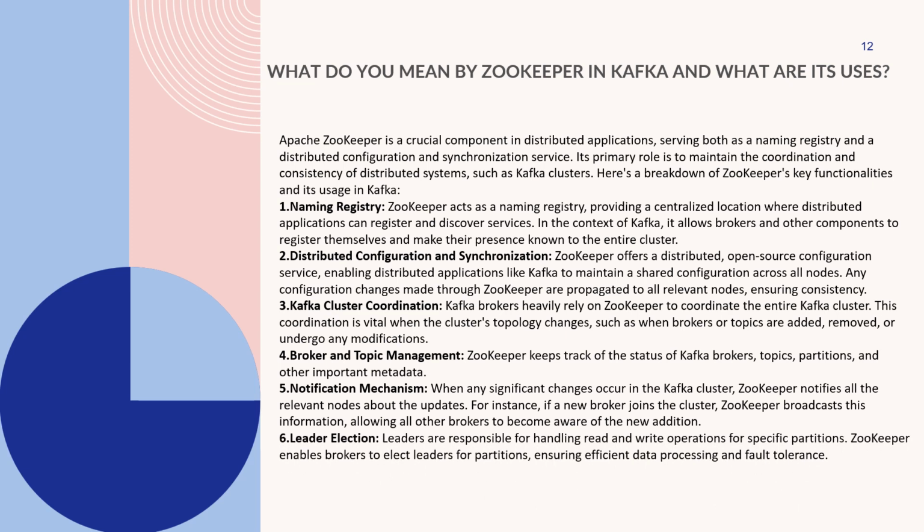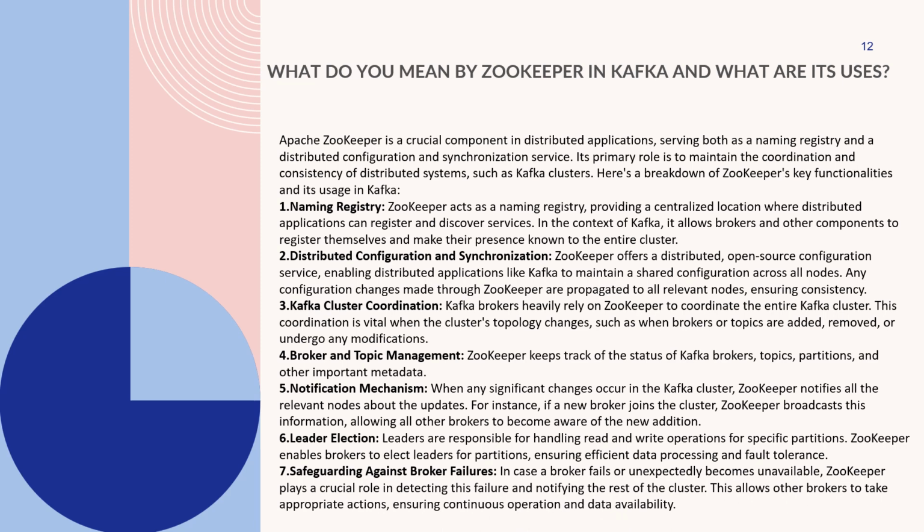Sixth is leader election. Leaders are responsible for handling read and write operations for specific partitions. Zookeeper enables brokers to elect leaders for partitions, ensuring efficient data processing and fault tolerance. Seventh is safeguarding against broker failure. In case of broker failure, unexpected delay, or unavailability, Zookeeper plays a crucial role in detecting the failure and notifying the rest of the cluster. This allows other brokers to take appropriate action, ensuring continuous operation and data availability.